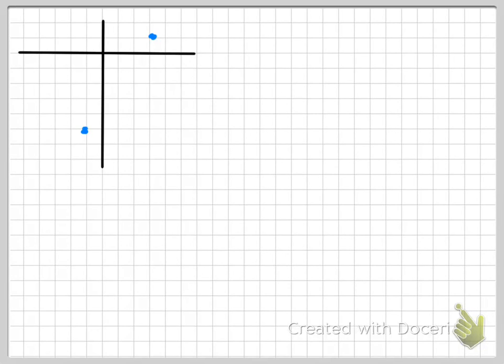So this is example 11. It says, to the nearest tenth of a unit, what is the approximate length of segment RS with endpoints at 3, 1 for point R, up here, and at -1, -5 for point S? They want to know this length here.